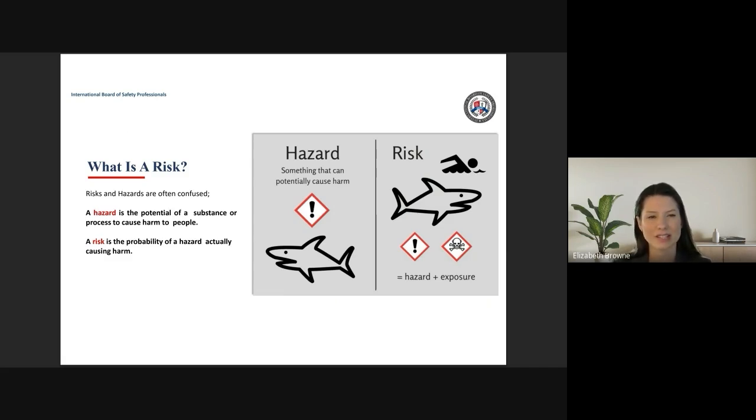As I just did, hazard and risk can be used interchangeably, but there are key differences as pointed out here on this slide. A hazard is the potential of a substance or process to cause harm to people. And then the risk is the probability of that hazard actually causing harm. This is a great example here, this picture of this cartoon shark. A hazard is something like a shark in the water. A risk is a person swimming near the shark, or the shark swimming near a person, and that person being exposed to that hazard of the shark. So we would want to protect ourselves from the sharks, right?